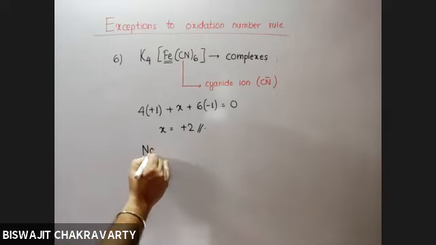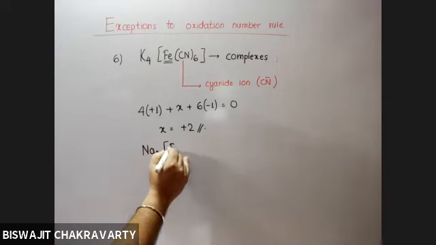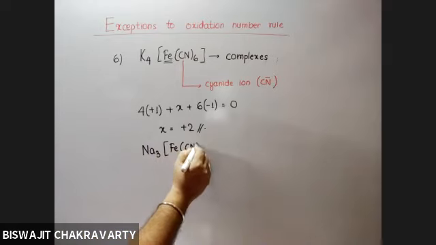Similarly, try out this one: Na3[Fe(CN)6].